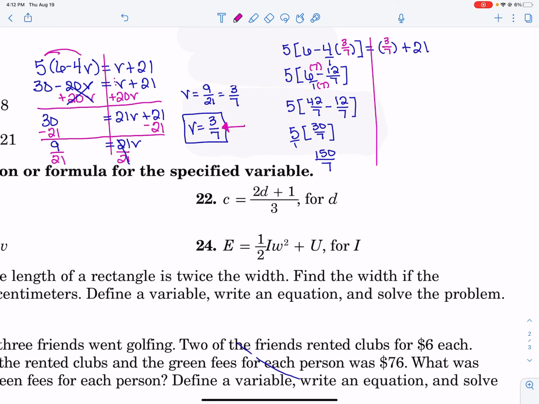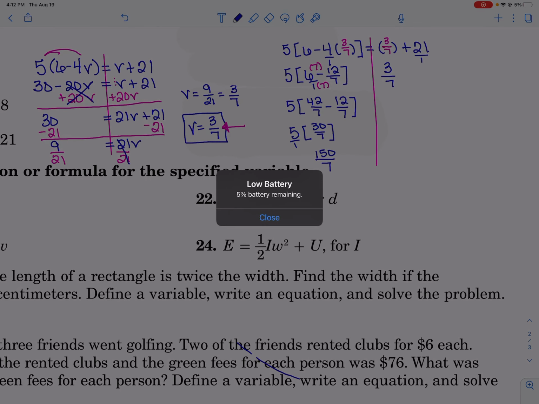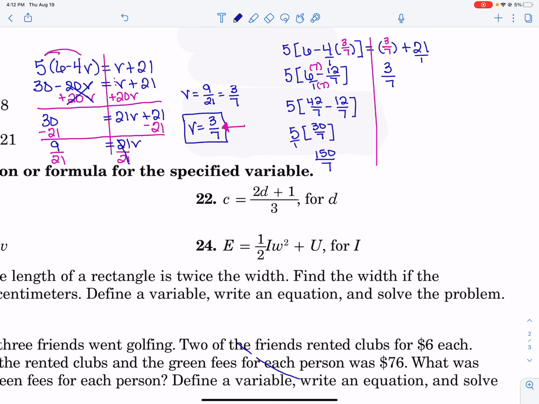This one's not so bad because that first one's already a fraction, so it's 3 over 7. It's 21 over 1. That has to have a common denominator. So I've got to multiply both the top and the bottom by 7. 21 times 7. Well, 20 times 7 is 140. 1 times 7 is 7. So that gives me positive 147 over 7.